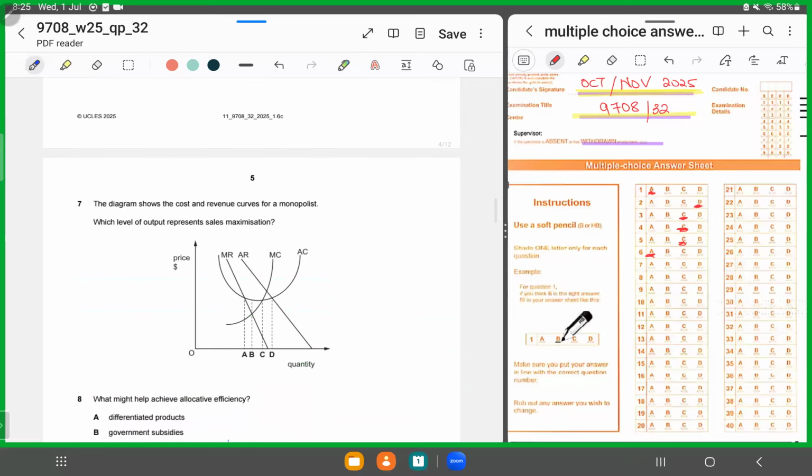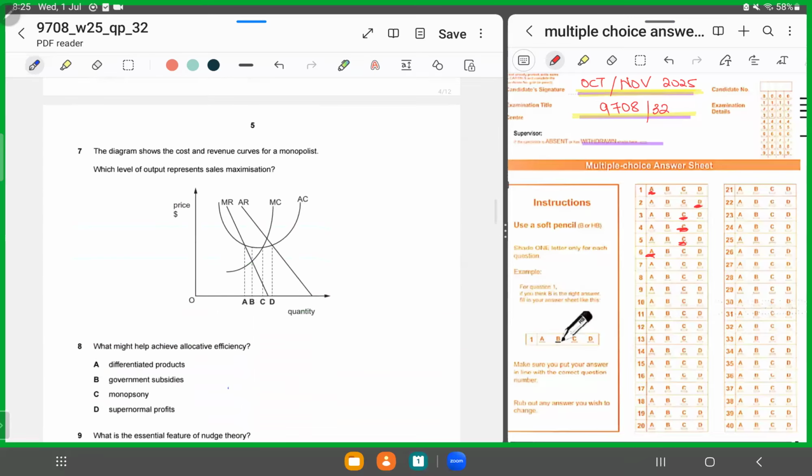Moving forward, MCQ number 7. MCQ number 7 again displays multiple cost curves. This time they are displaying curves for cost and revenues for a monopolist. Now, which level of output represents sales maximization? When we are talking about sales, we are talking about revenue. And we all know revenue is equal to price into quantity. When we are talking about maximization of revenue, we mean total revenue, which is price into quantity.